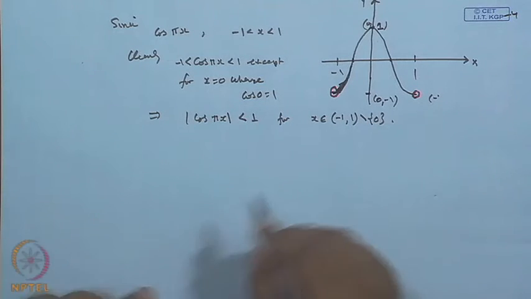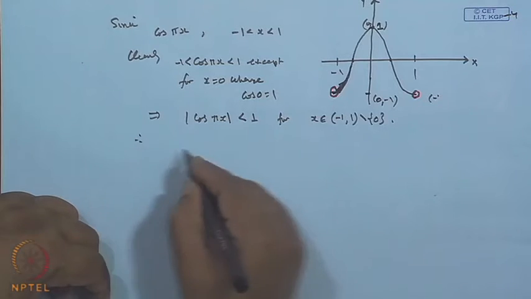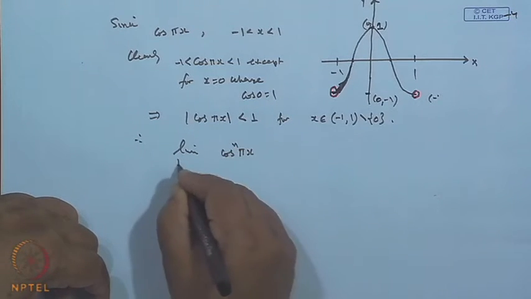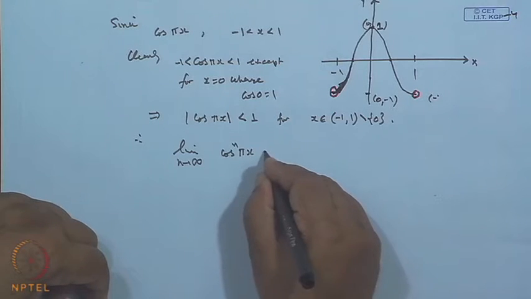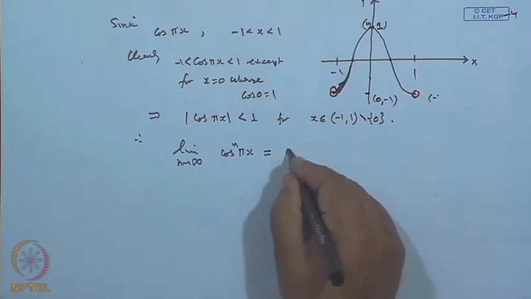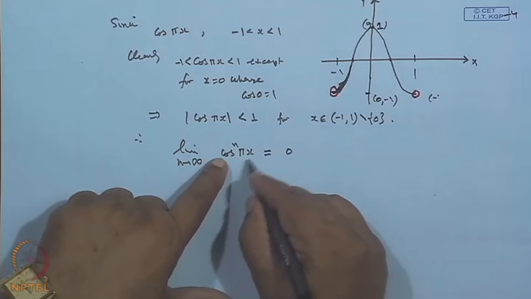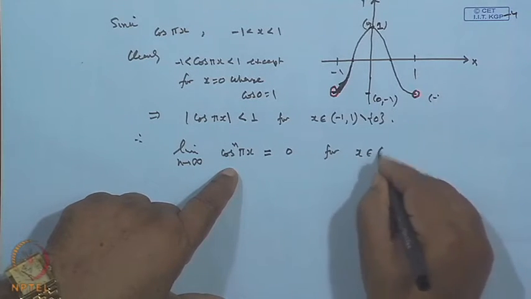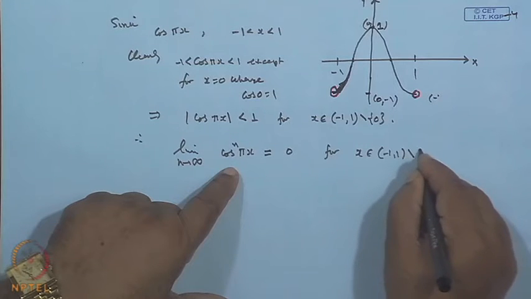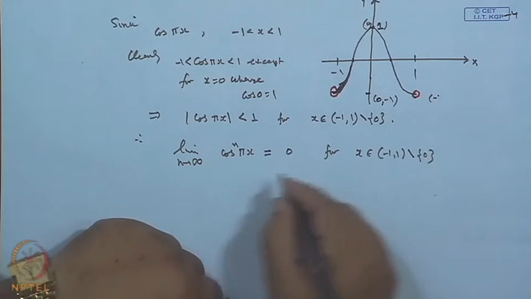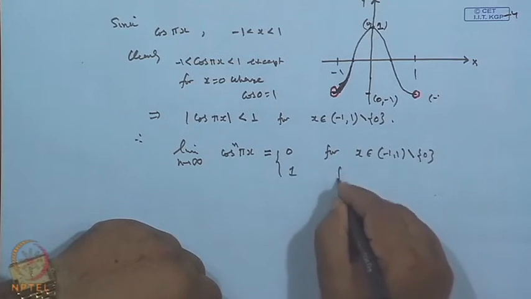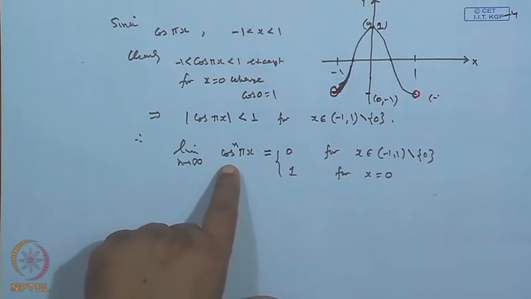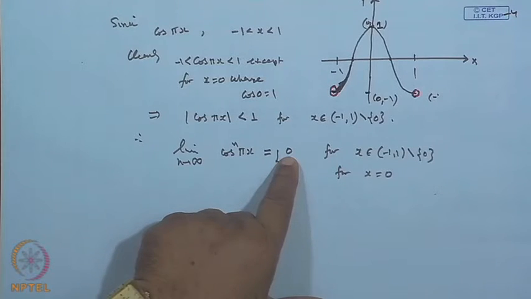Hence, the limit of this function, cosine πx to the power n, when n tends to infinity, will be 0, because this is always less than 1. So, as n goes to infinity, it goes to 0 for all x belonging to -1 to 1 minus the singleton set {0}, and equals 1 for x equal to 0. So, throughout this function attains the value 0.